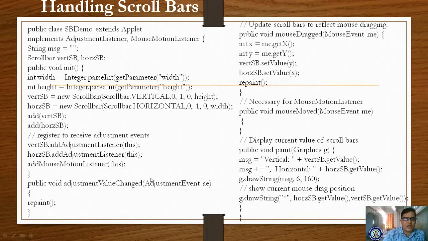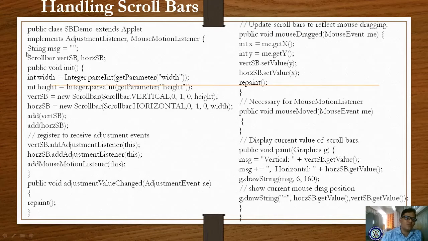Okay. Now we are writing the class. What is the name of the class? Public class SBDemo extends Applet. Please observe here, extends Applet. Also it implements AdjustmentListener, MouseMotionListener. Why MouseMotionListener? We are dragging, right? We are dragging the thumb, that is your MouseMotionListener. Okay, so it is implementing AdjustmentListener as well as MouseMotionListener.